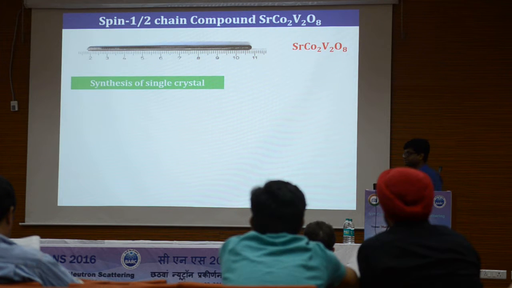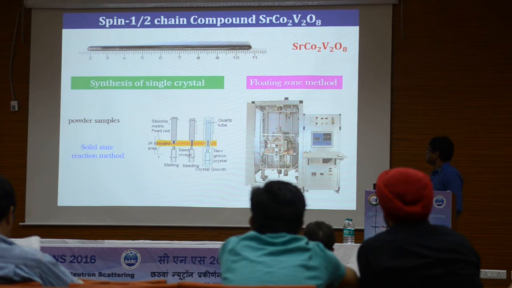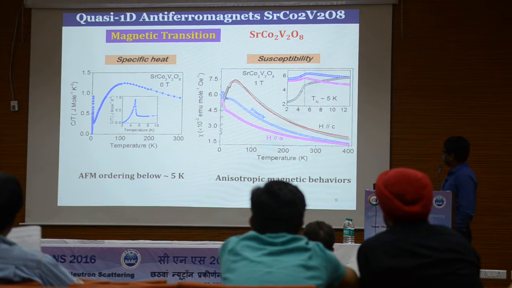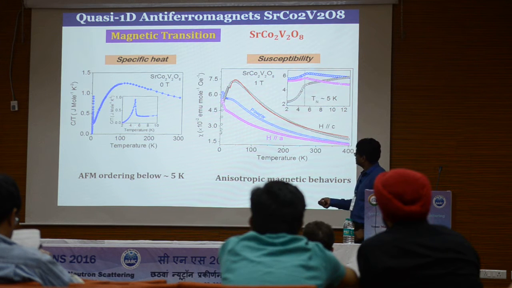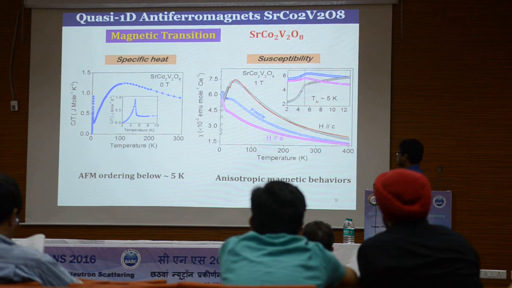All the study is based on single crystals. The single crystal is synthesized by the floating zone method. If you first characterize the sample by bulk properties, you see there is an antiferromagnetic transition around 5 Kelvin, and there is a large magnetic anisotropy which is present below the ordering temperature as well as above the ordering temperature.